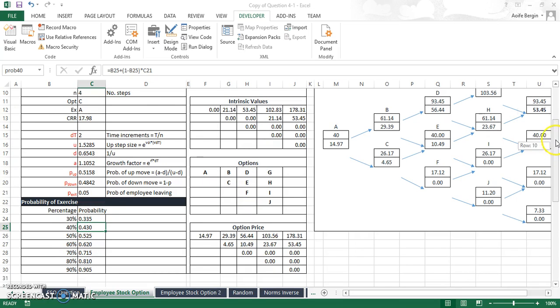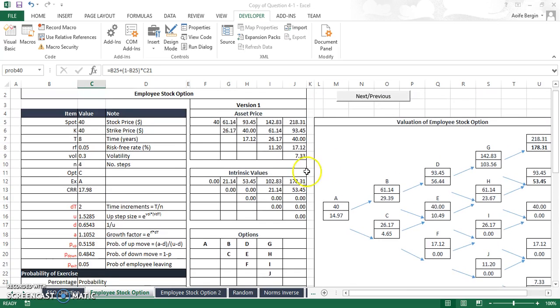And then for version 1, the asset price is done the exact same way. You get the stock price from here, and you multiply it by the probability of it going up, and drag that across, and multiply by the probability of going down to get this one here and drag it across, and so on and so forth.